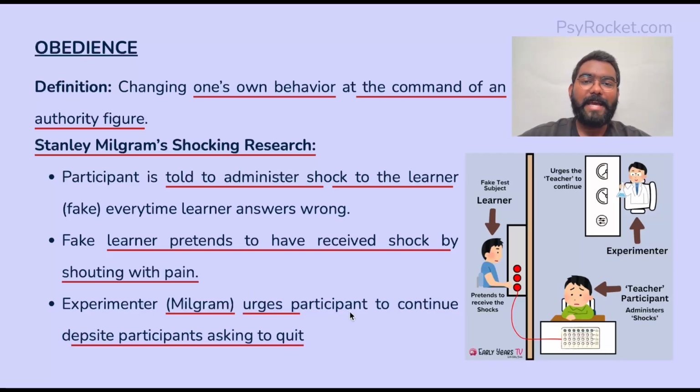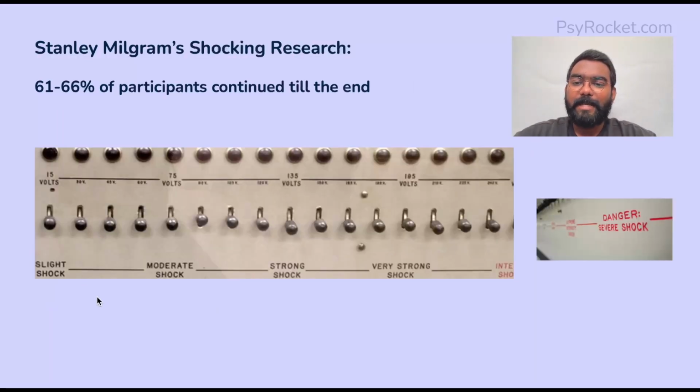Why? Because he pretends that he has that authority, and he commands them, like, no, you should do this, the research requires you to do this. So by saying that, the experimenter asked the participants to continue despite their own will. The participant is given a machine with labels: slight shock, moderate shock, strong shock, very strong shock, and at the extreme end, severe shock.